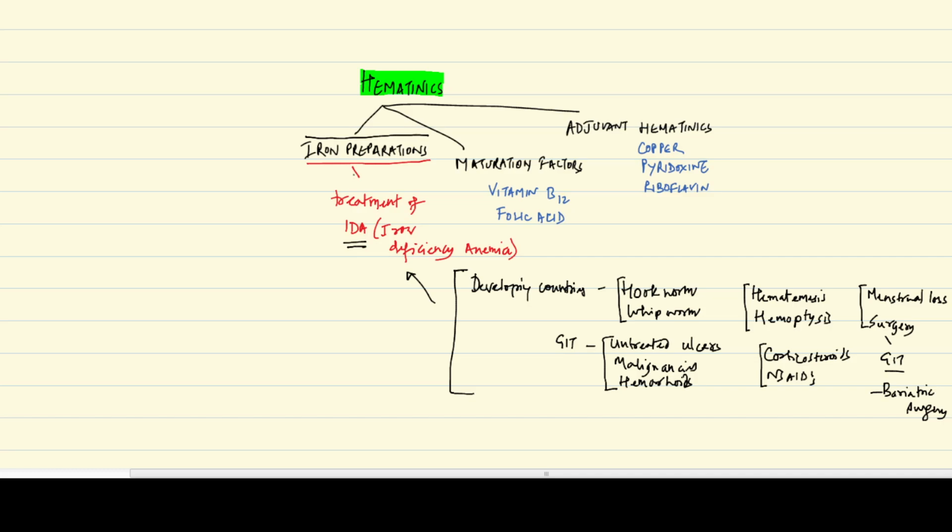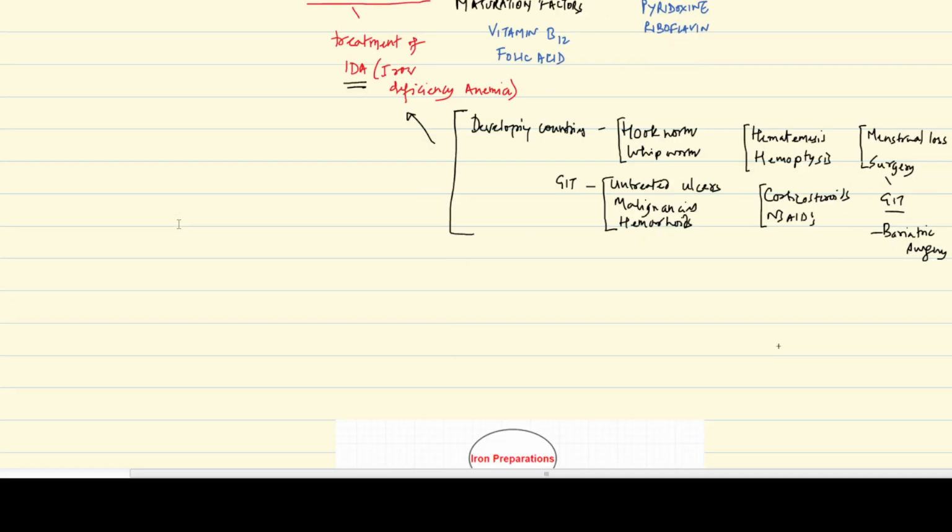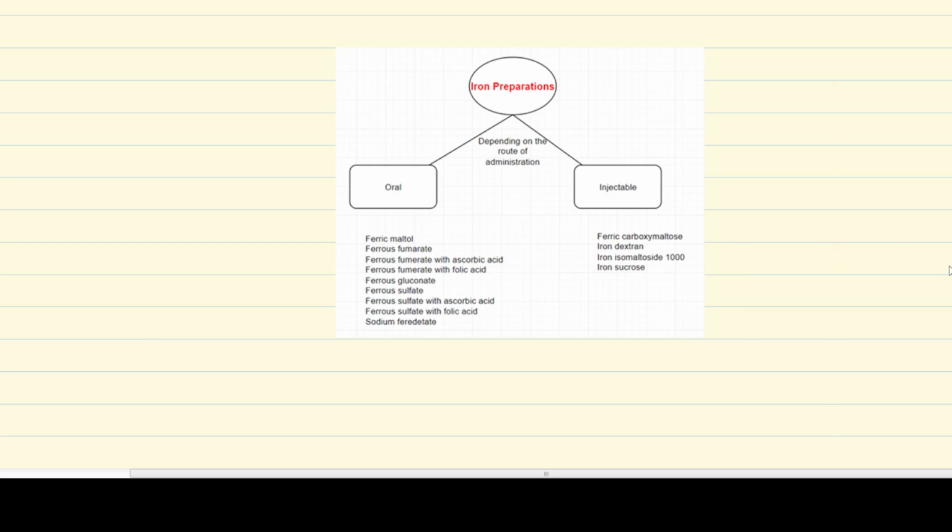Okay? So these are agents, from our previous discussion you would know, iron preparations are agents that are given for the treatment of iron deficiency anemia. Okay? So what are these preparations? The iron preparations can be classified depending on their route of administration. Okay? So we've got oral preparations and we've got injectable preparations. So the oral preparations are the most commonly used and available are these.